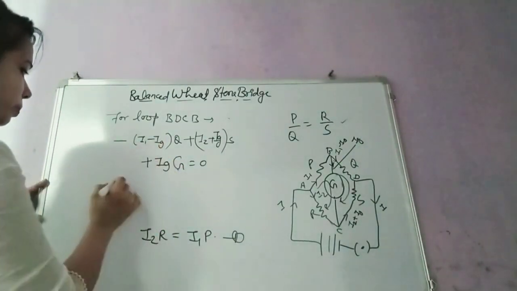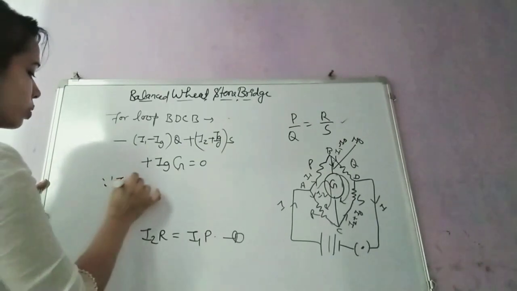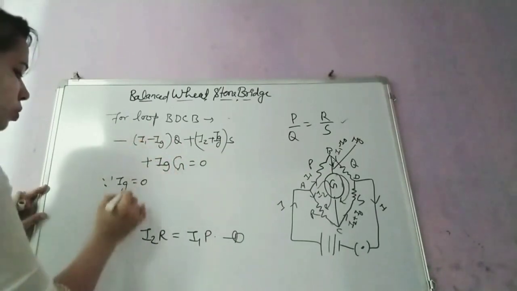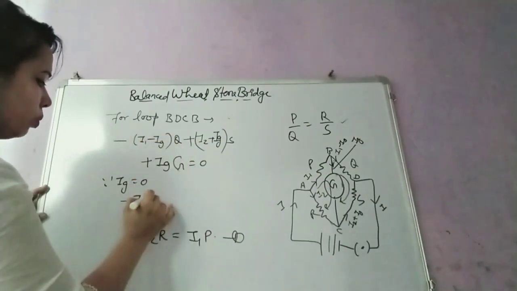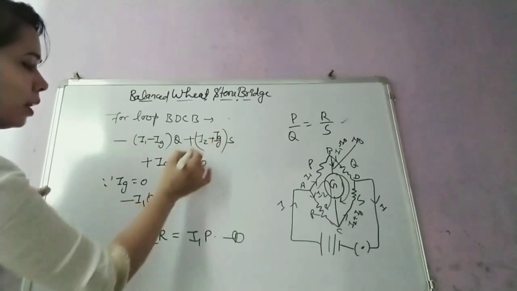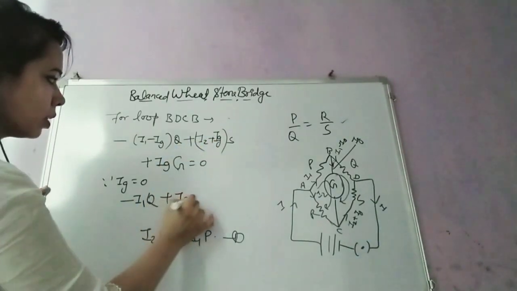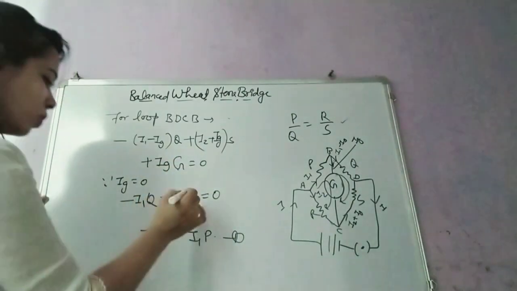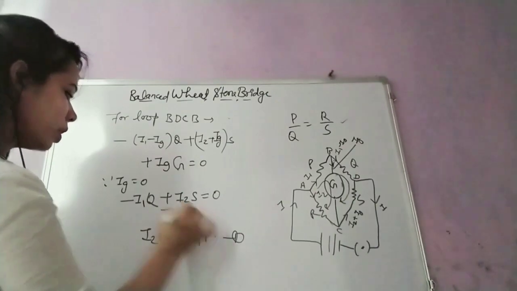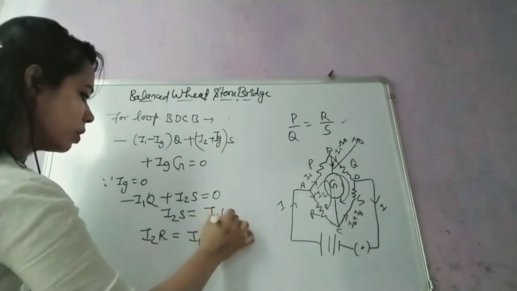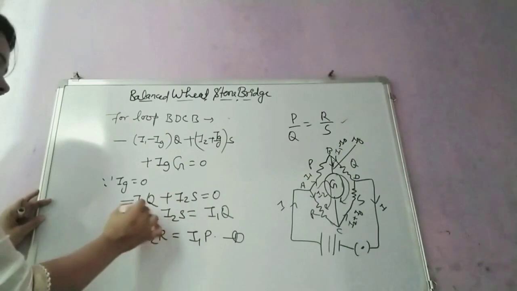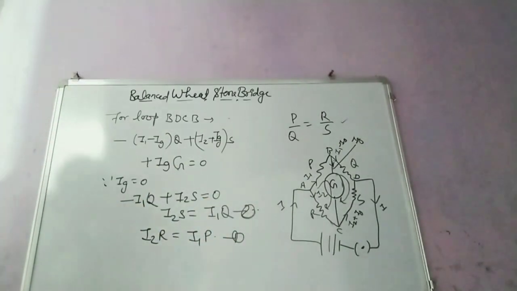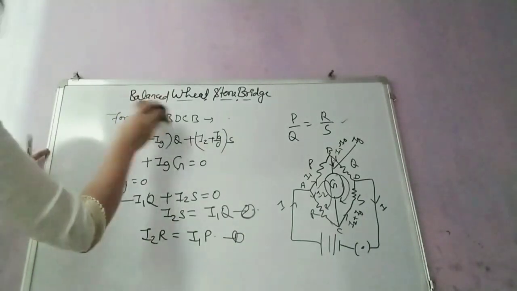Since Ig equals 0, you will substitute Ig equals 0 everywhere. Now you got minus I1Q, then plus I2S, this term is also 0, equals to 0. Okay, so I2S equals I1Q. This is the second equation. Okay, up to here I think clear. Now I am removing it.